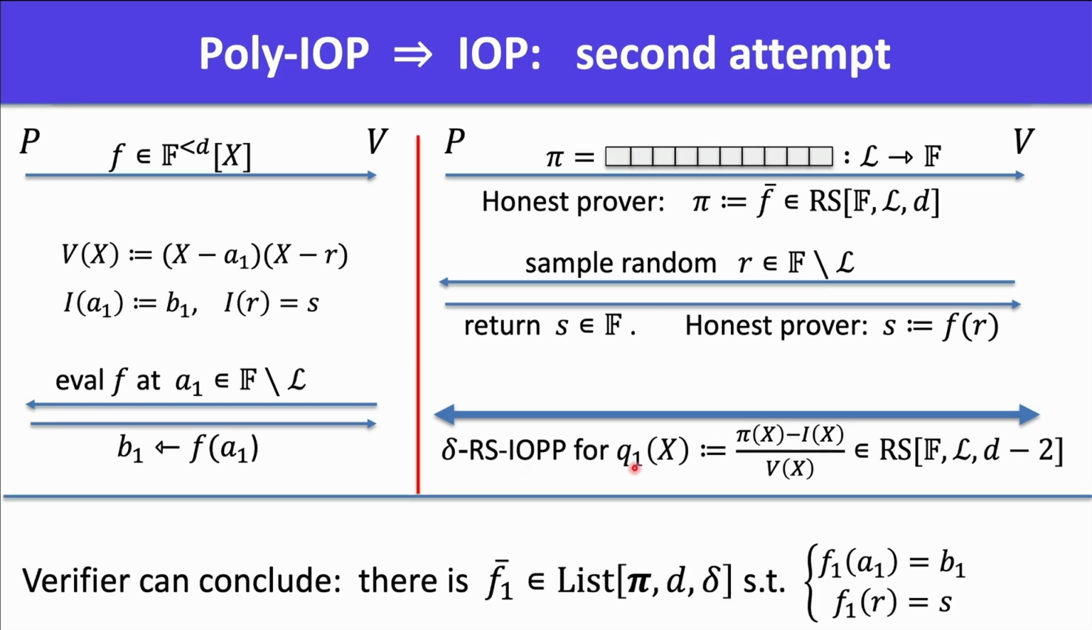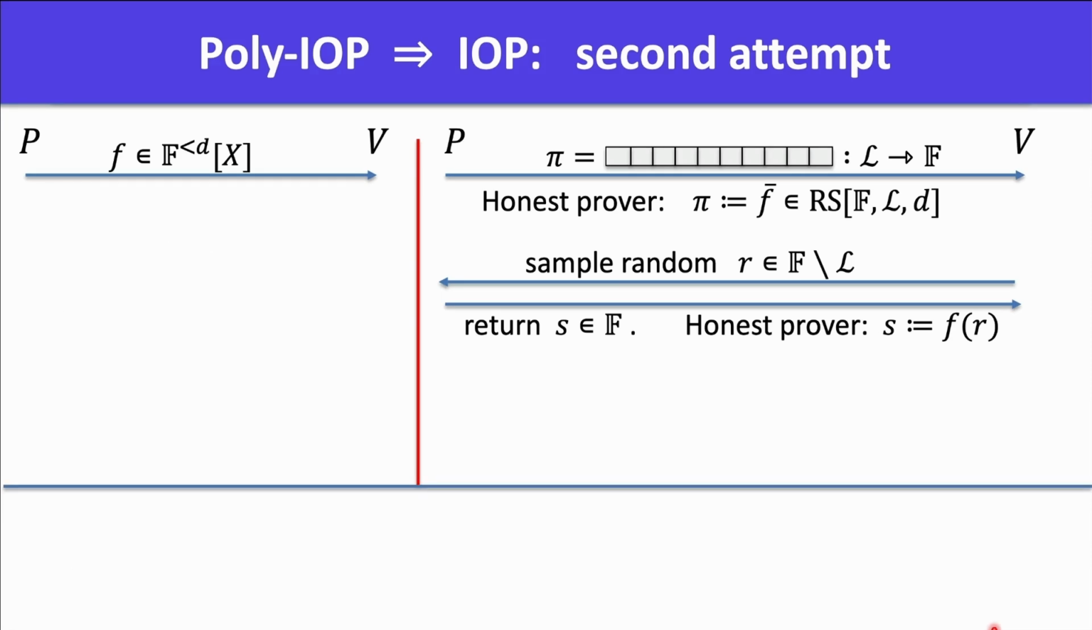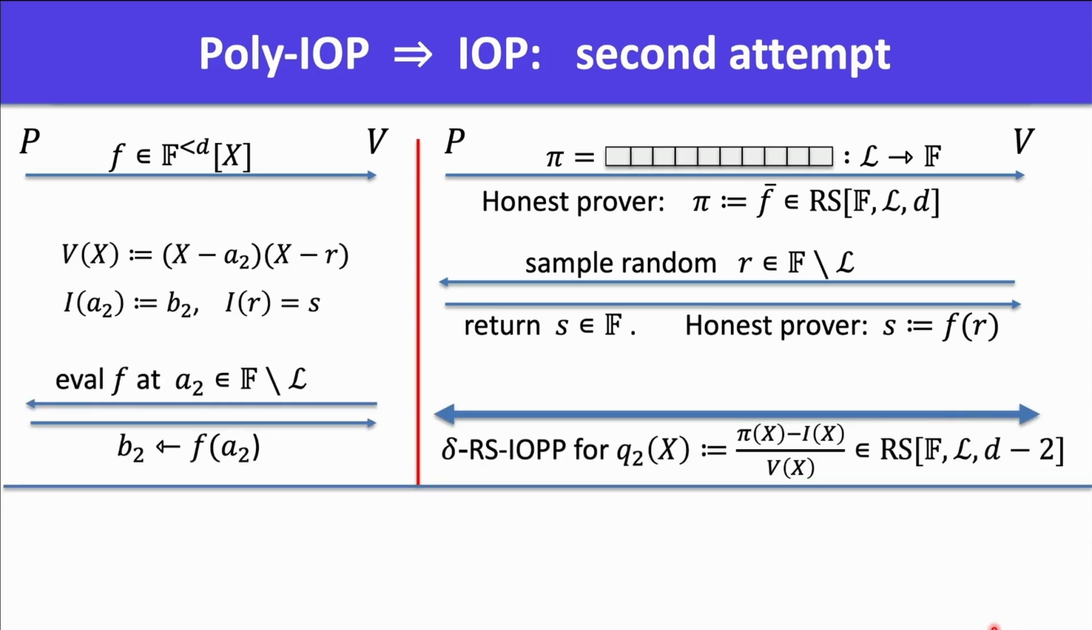If the IOPP accepts this proof, what the verifier can conclude is that there is some polynomial f1 that's delta close to pi, such that f1 of a1 is equal to b1 and f1 of r is equal to s. Again, this follows from this fact 2 that we saw 2 slides ago. And now when the Poly-IOP verifier makes a second query, we're going to do exactly the same thing, except this time we're going to use a2 and b2. It still uses r and s. So they're going to run the IOPP again, this time with these modified quotients.